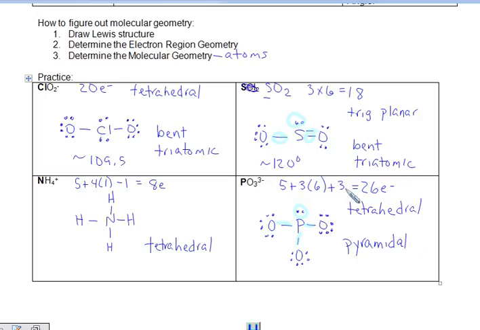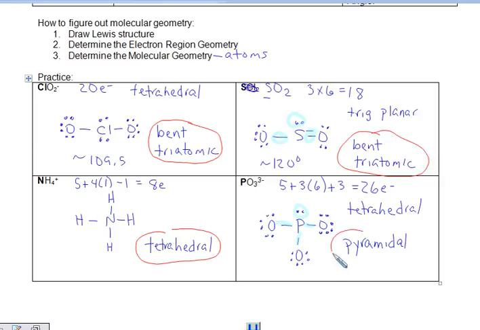So as we finish up, let's draw a big red circle around each of the final molecular geometries. So the first one here was bent triatomic. The second was tetrahedral. This was another bent triatomic geometry. And this one was a pyramidal molecular geometry.